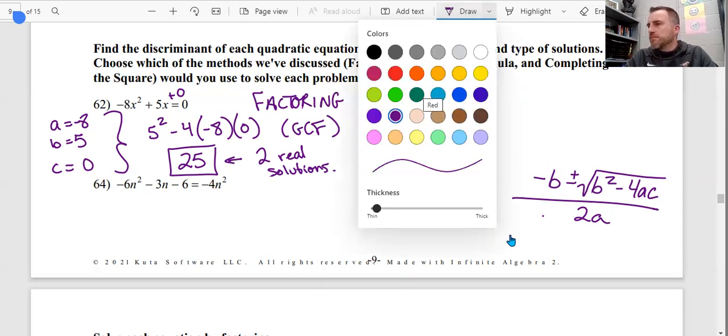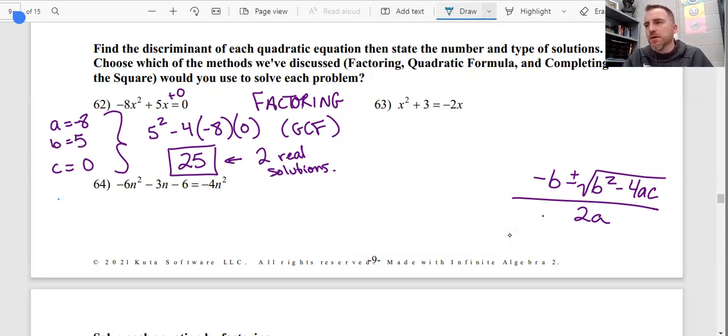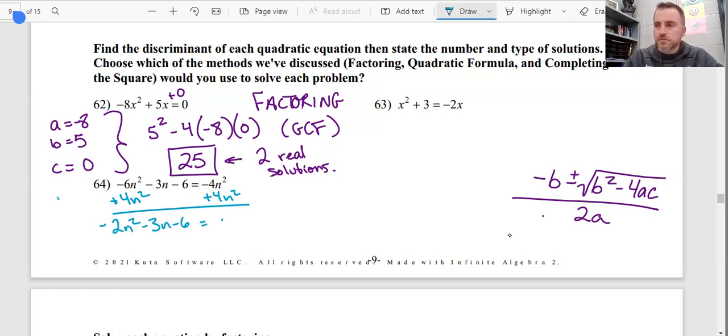Let's do 64. A little more difficult. Not bad though, because if you want to use the discriminant, just like the quadratic formula, it's got to be set equal to 0. So we need to move all the variables onto the same side. We're going to move that 4n squared over, and it'll give us negative 2n squared minus 3n minus 6 is equal to 0. Then we've got to identify a, b, and c. So a is negative 2, b is negative 3, c is negative 6.